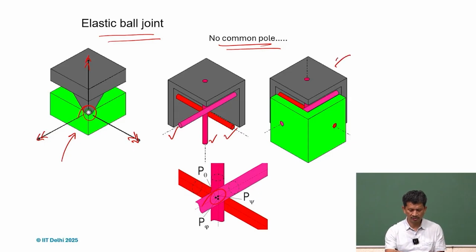So this is the gray body, and we arrange the three wire flexures, and from the other side we can lock with this green body, and we can get an effective elastic ball joint.